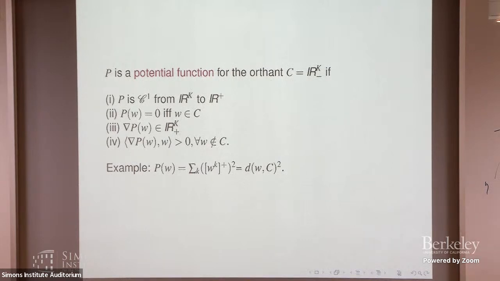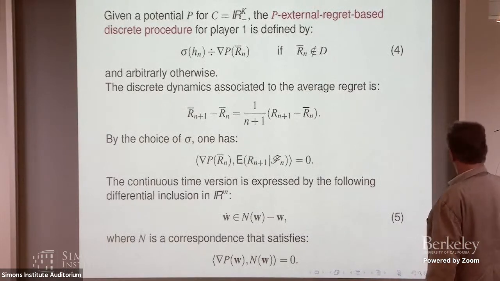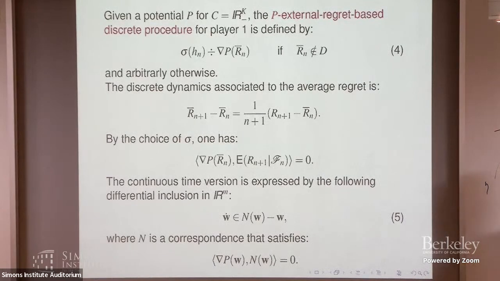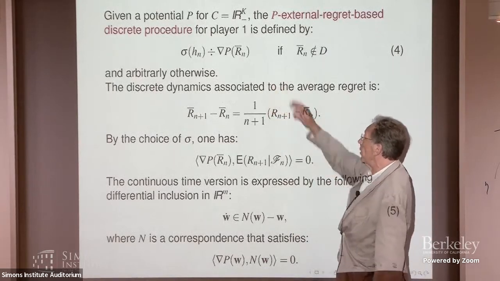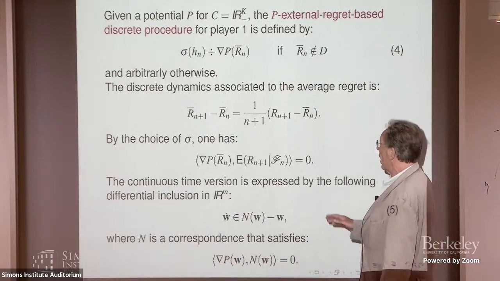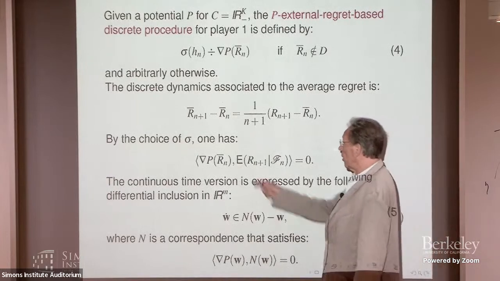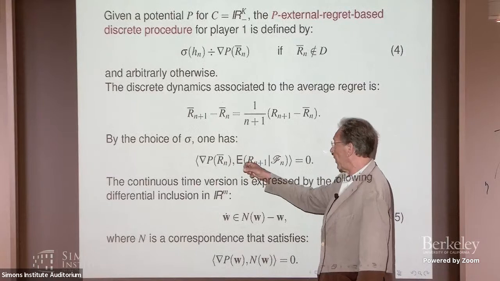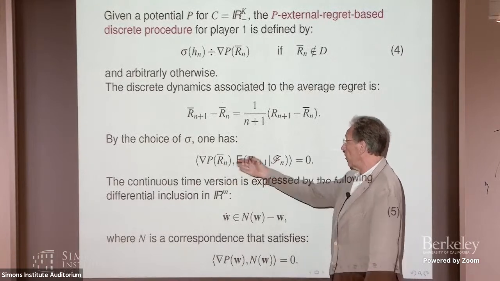Okay? And now the proof of Blackwell's theorem is quite simple. You take a potential, P, okay? And the P external regret based discrete procedure is just: if the average regret is already in the orthant, you do whatever you want. Otherwise, you take a mixed strategy which is proportional to the gradient. Remember that the gradient has all components positive and is not zero, so this is well defined. The discrete dynamic is this. You look at the conditional expectation here. You forget about the average term. And with the choice of sigma, remember the previous equality, the expectation with respect to x of the regret is zero. But x here is proportional to the gradient, so you have this property.